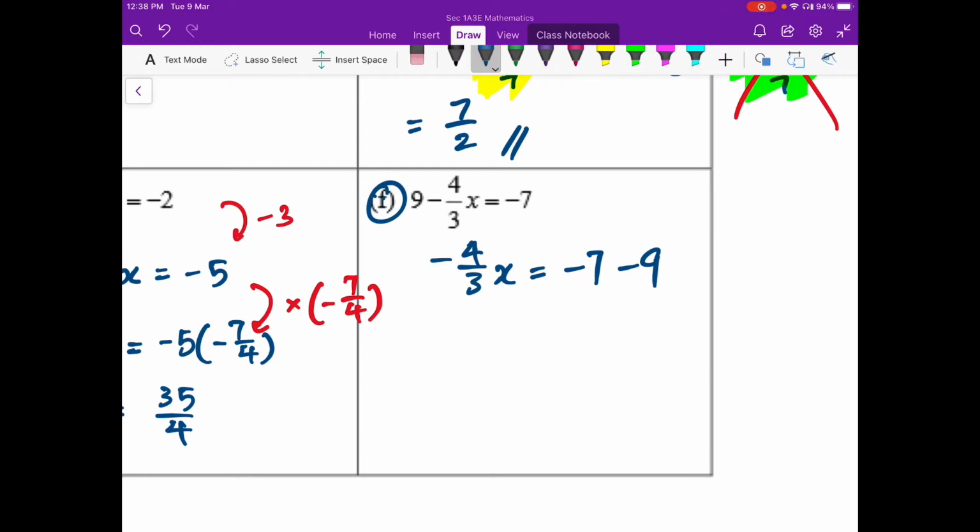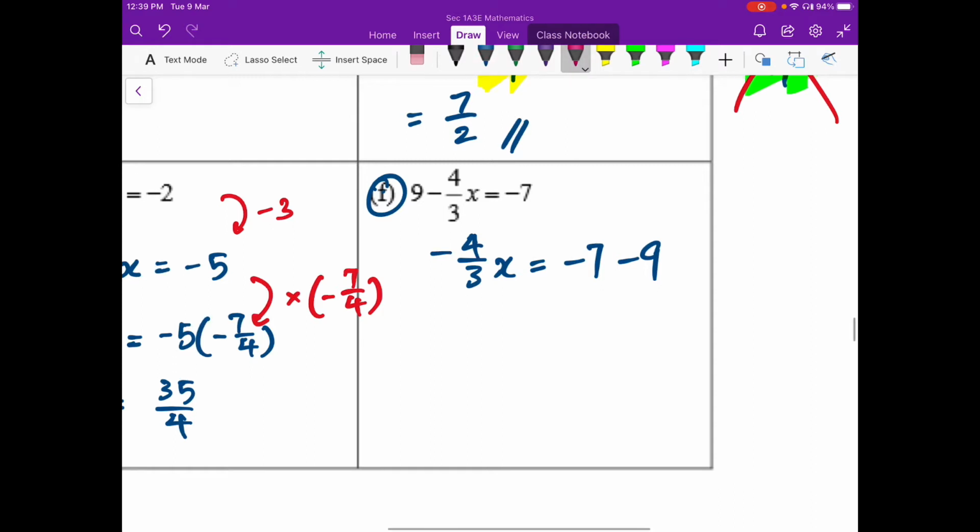So the next step, we have a coefficient of x that is negative 4 over 3. Coefficient in front of the x, all you need to do to remove it is just to divide it away. I gave some examples in the last lesson. For example, 3x equals to 6. To find out what x is, you just take 6 divided by 3.